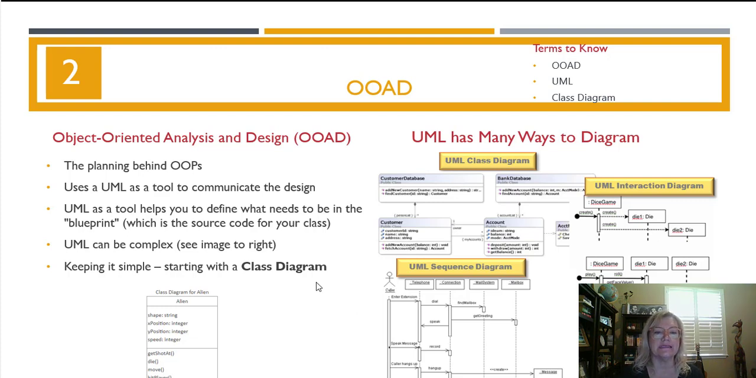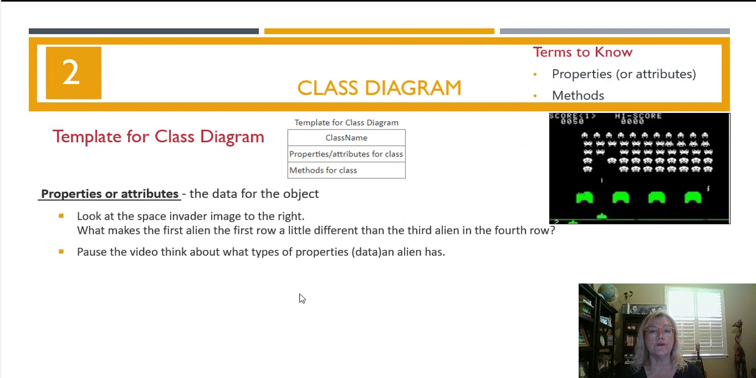So here is an example of a class diagram for alien. Let's talk about that in a little more depth. When you create a class, you're thinking about your object and the data that the object needs to contain. And that data we're going to reference as properties or attributes. So data of an object is a property.